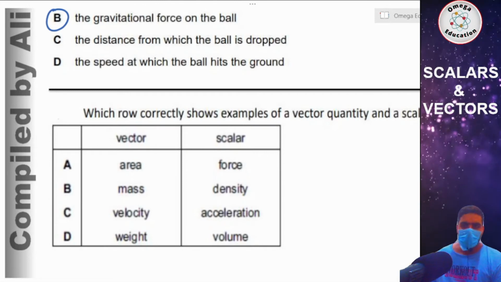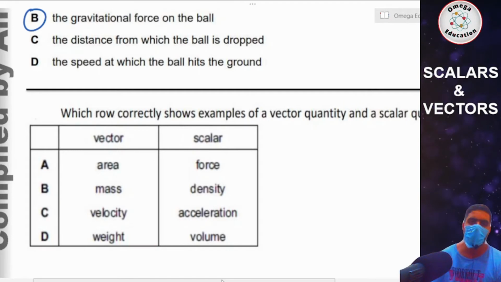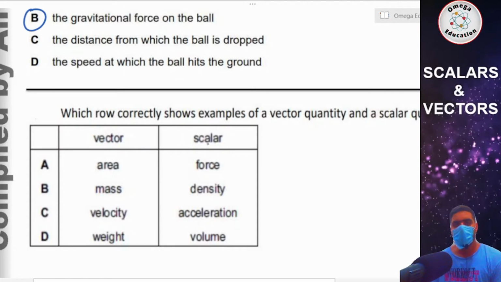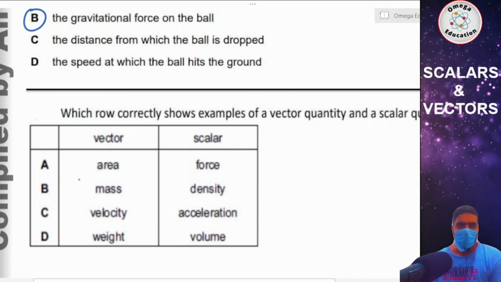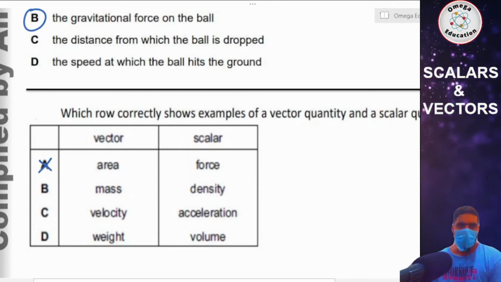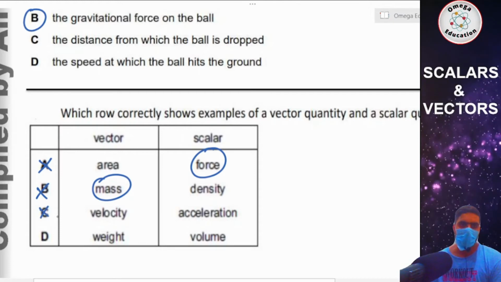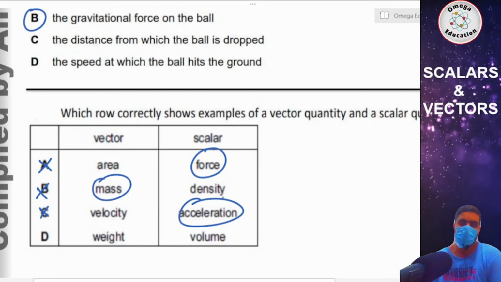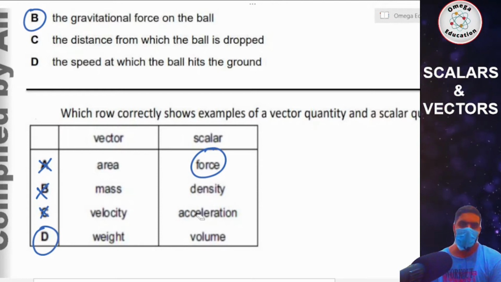The next one says, which row correctly shows an example of a vector quantity? The vector quantity is to be represented in the left column and the scalar quantity in the right column. So it cannot be A because force is not a scalar. It cannot be B because mass is not a vector. It cannot be C, once again velocity is not a vector. Velocity is a vector, but acceleration is also a vector. And it is option D. Weight is a vector quantity.